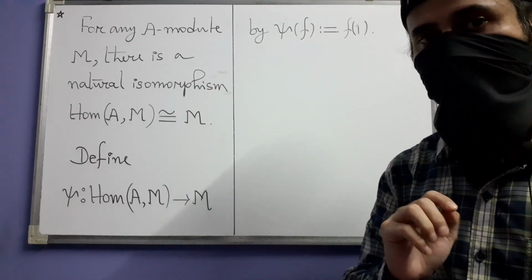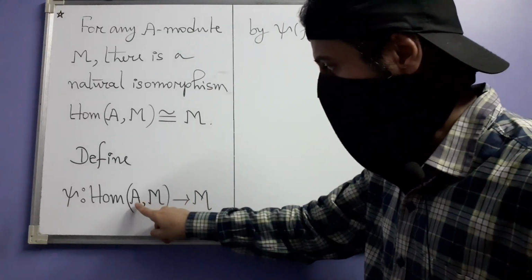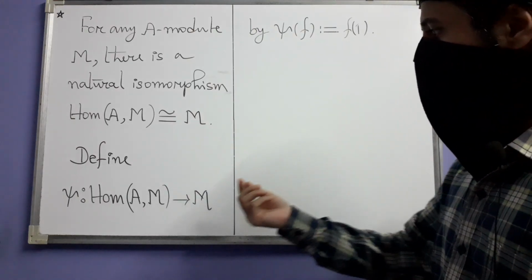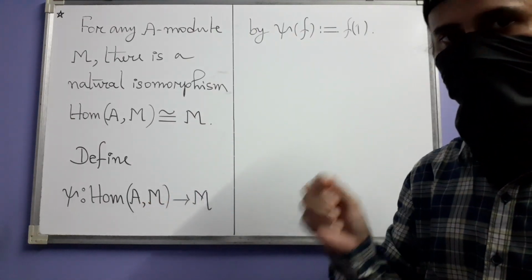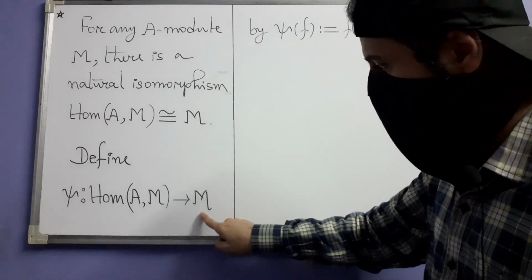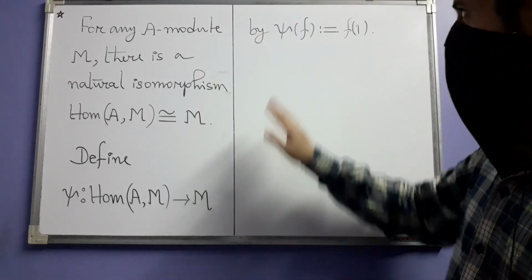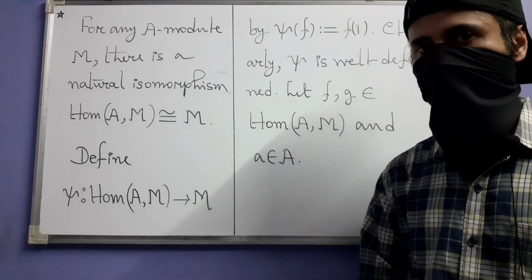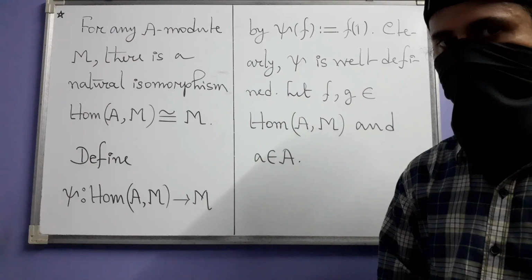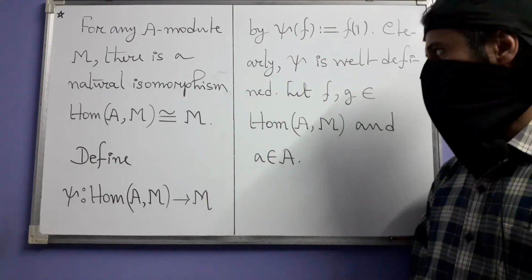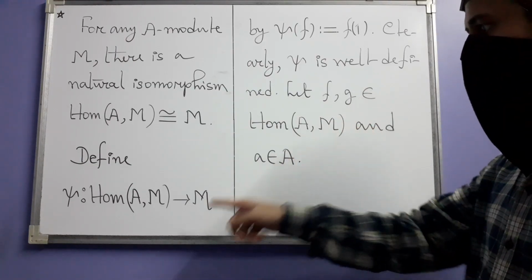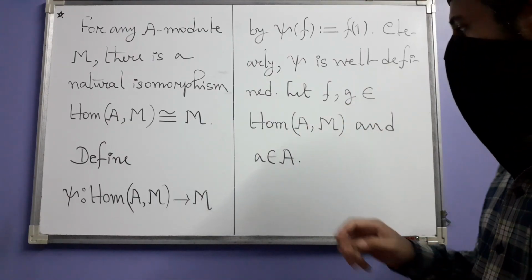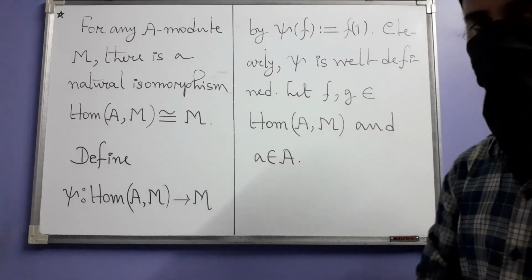What is this f of 1 and what is 1? 1 is the identity element in A, the multiplicative identity. And because f is a function from A into M, f of 1 is a unique element in M. So that is why psi is well defined at least. And next we show that psi is itself an A-module homomorphism. For that we choose two elements in the domain module, which is Hom(A, M). Those two elements are f and g, and a ring element a from the underlying ring.